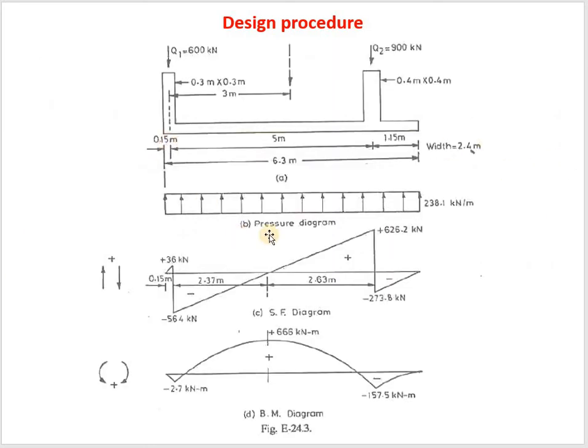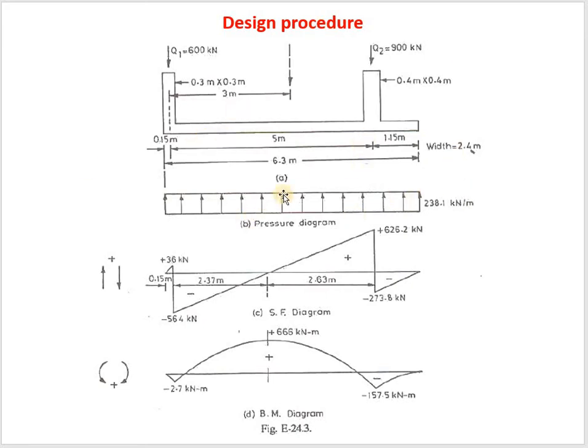So if you are interested to move further, this is the pressure diagram. So actual pressure is Q naught, which we have found in kilonewton per meter square. To get it in running meters, you multiply it with the length of the footing. That is 238.1 kilonewton per meter.